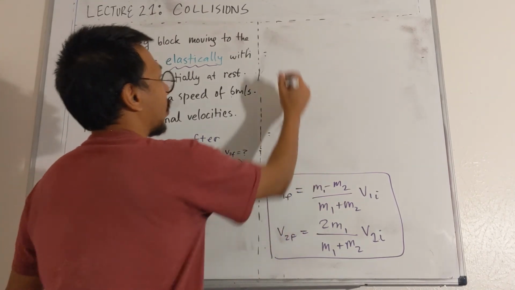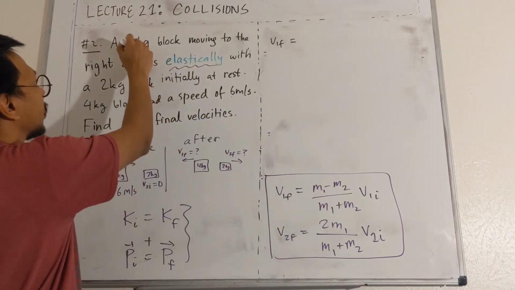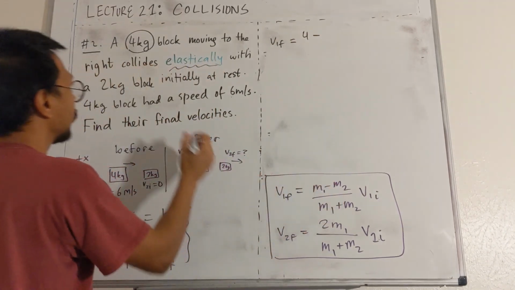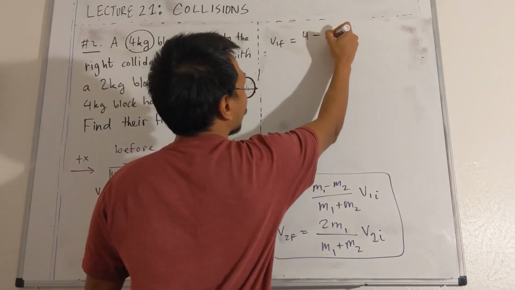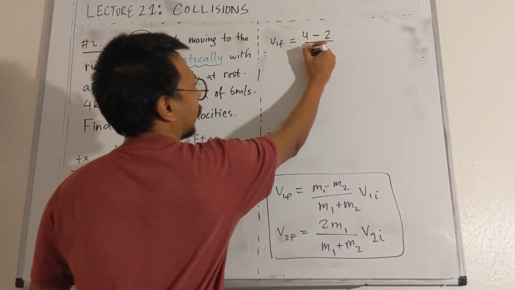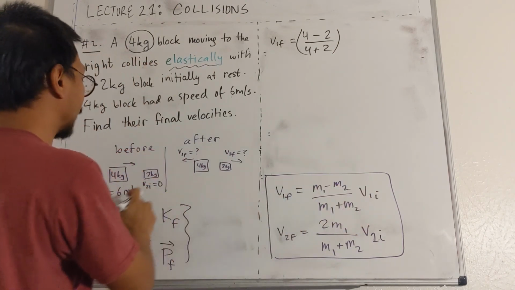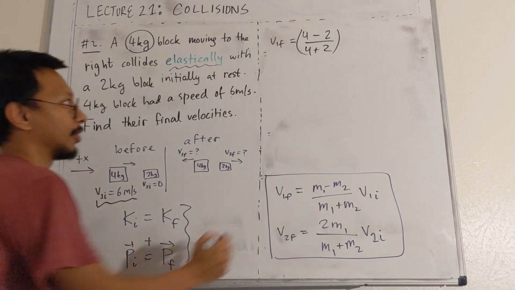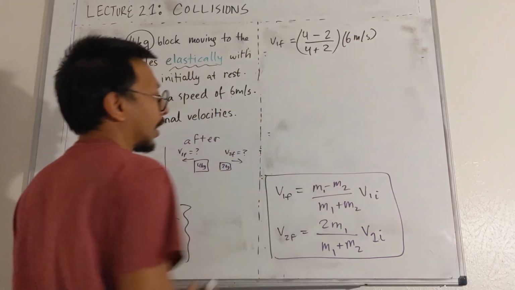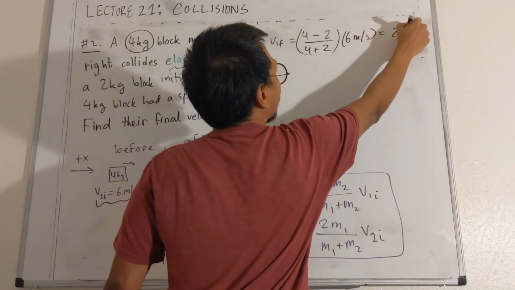For us, when we want to find v1f, what do we have? m1 was 4 kilograms, so 4 minus m2 was 2 kilograms, it's 2, over m1 plus m2, so 4 plus 2. This is multiplied to v1i. v1i was 6 meters per second, right? And this comes out to be 2 meters per second.